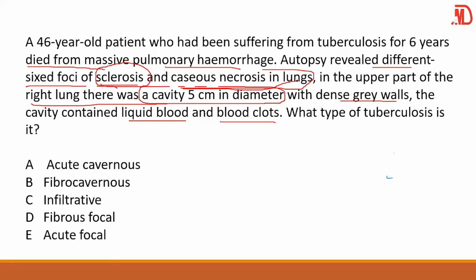So here, we can easily go for B as our answer. You are looking at the sclerosis and the gaseous necrosis, all being formed. And of course, when there's necrosis, there can also be accumulation of blood clots. So here, we are thinking of fibrous cavernous. If there was no cavern, then you could be thinking of fibrous focal. But no, there are cavities or cavitatories. So your answer is B.